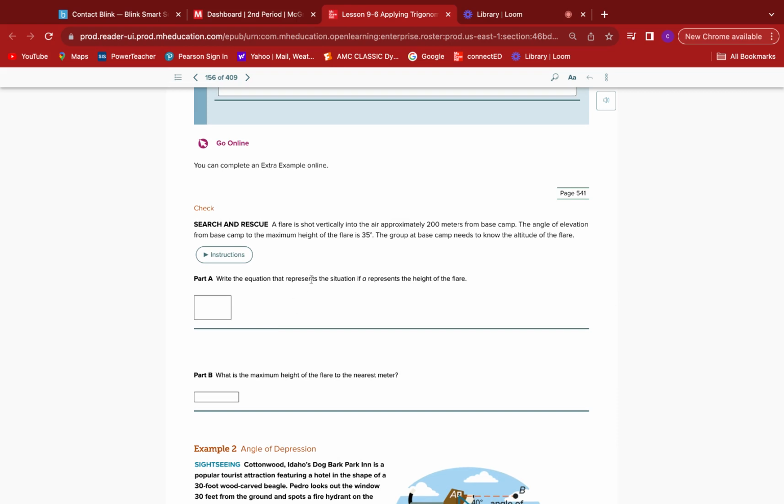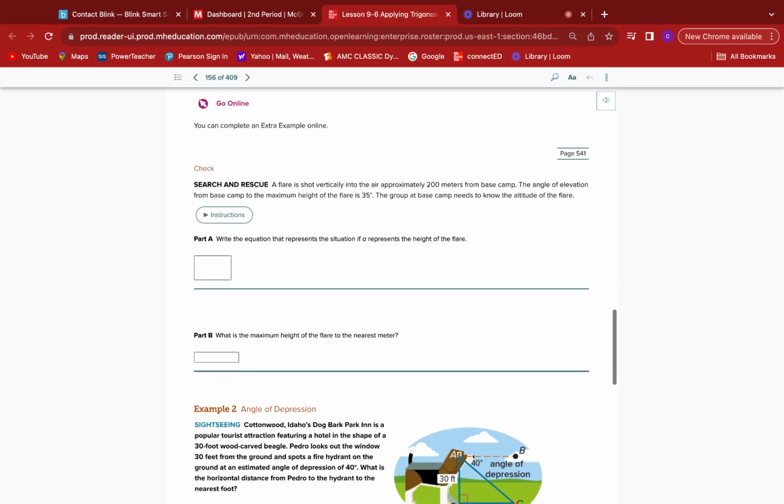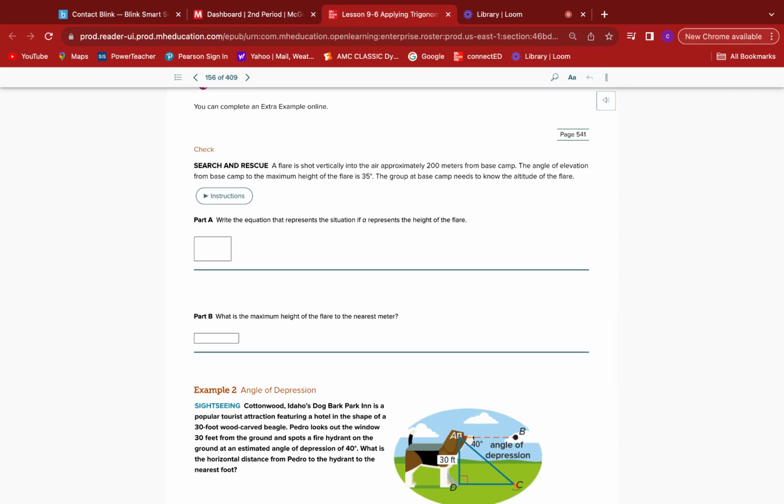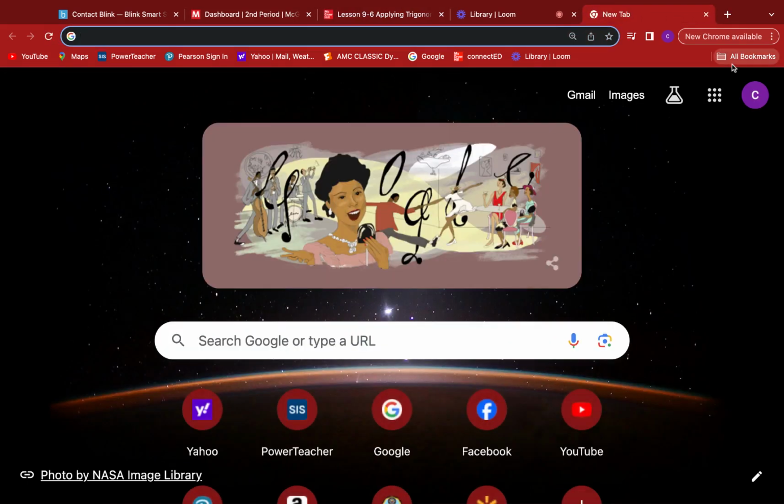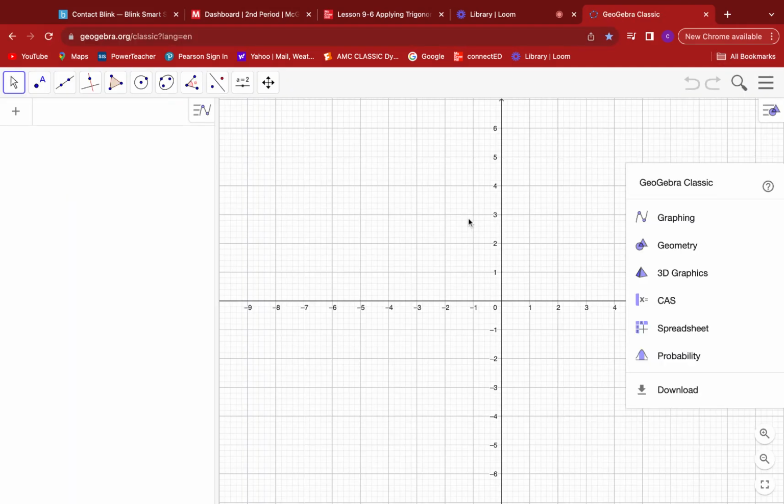Well, first off, I'm confused because it says it's shot vertically. Vertically to me and pretty much any math teacher, geometry anyway, is going to be straight up in the air, which is 200. And then they're asking for the height. Well, the height would be 200. Okay, so interesting. Well, being that it is a 35-degree angle, you visual people, let me show you what it's asking, because I got a little confused here too.